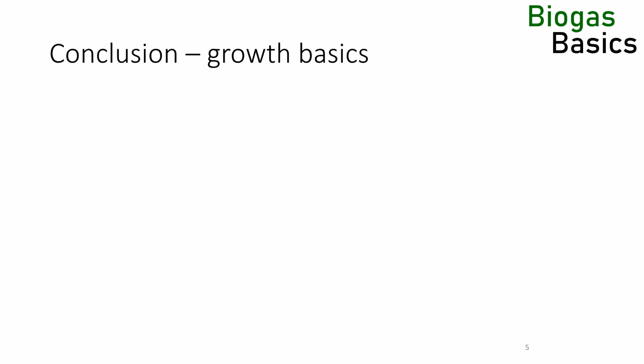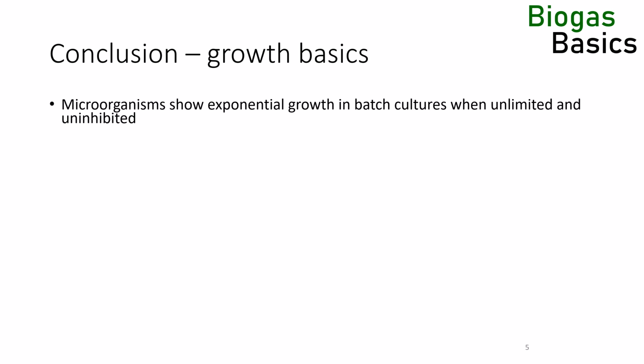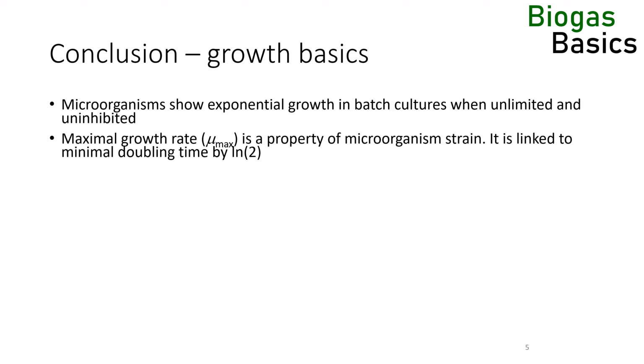Let's summarize what we have covered in this mini-series. We started with the basics of exponential growth in batch cultures. In free growth, microorganisms show a characteristic doubling time. Mathematically, the growth is described with the growth rate μ, which is d ln x over dt. Mu is linked to the doubling time via the natural logarithm of 2. The growth rate is ln of 2 over the doubling time and vice versa.